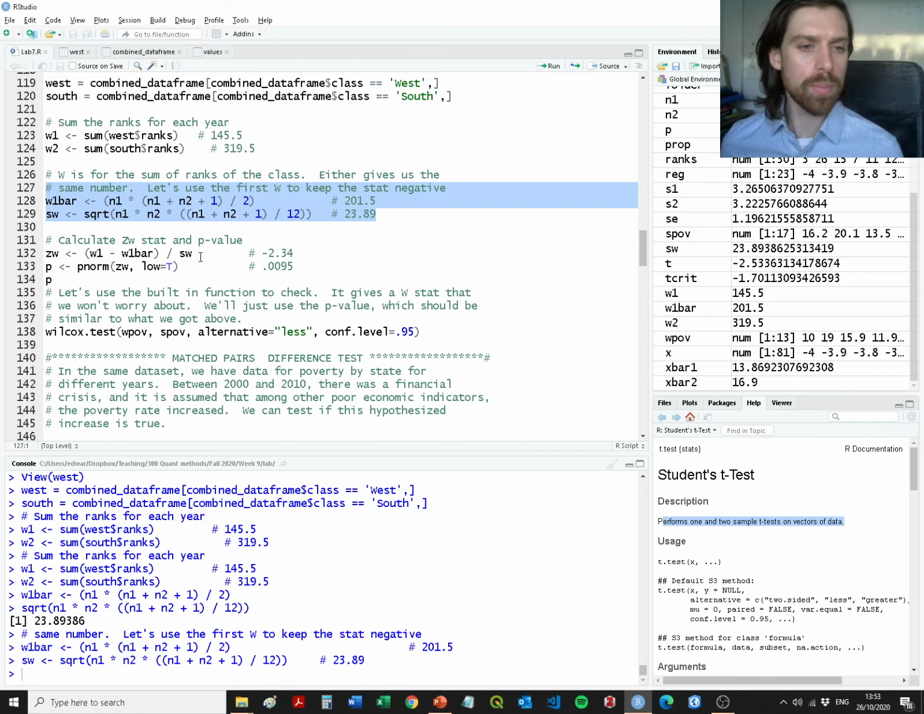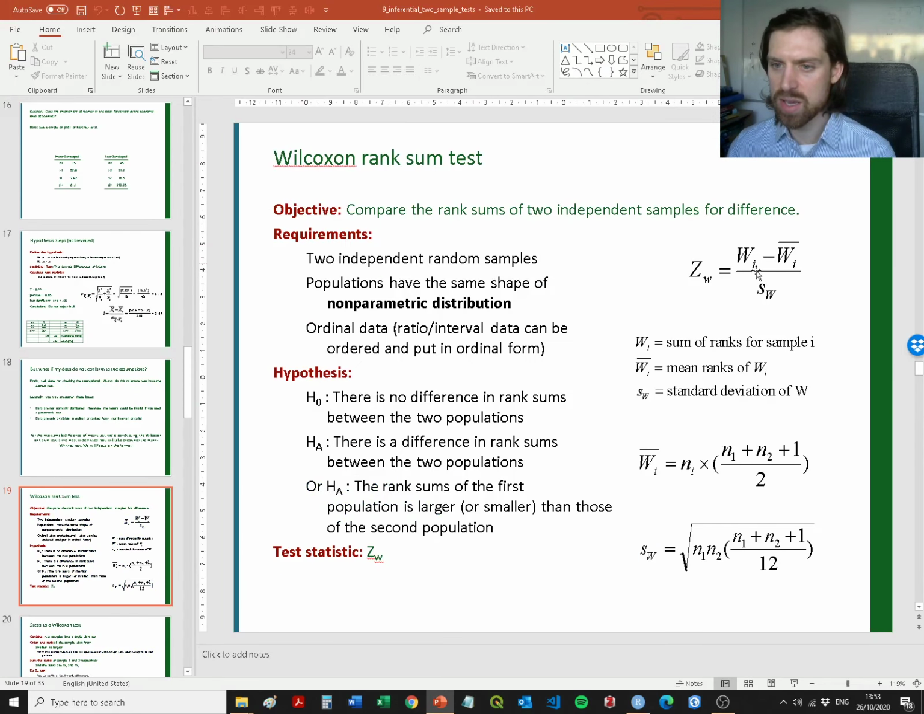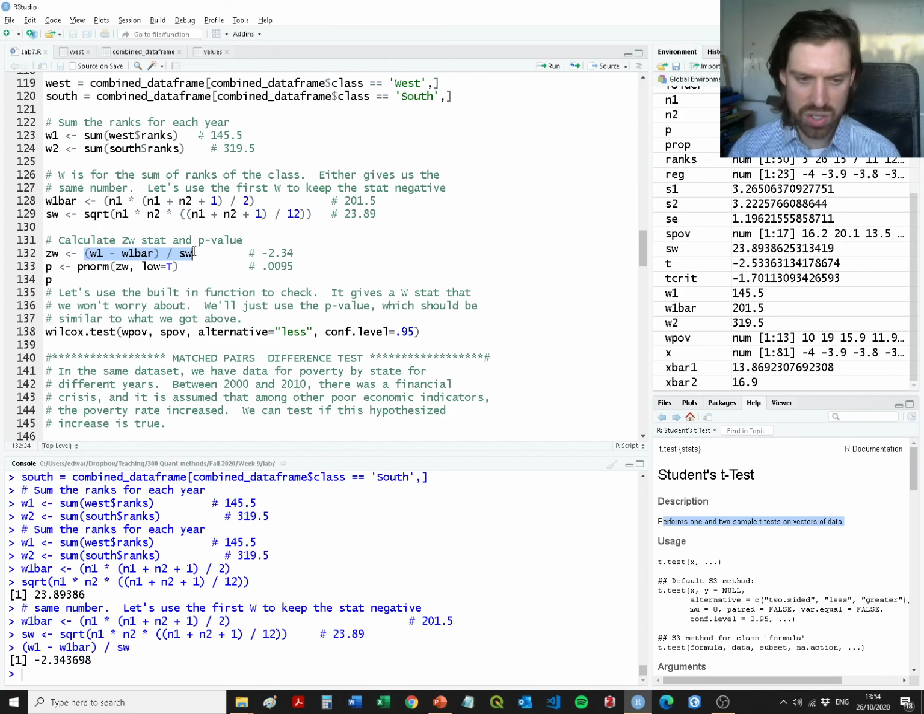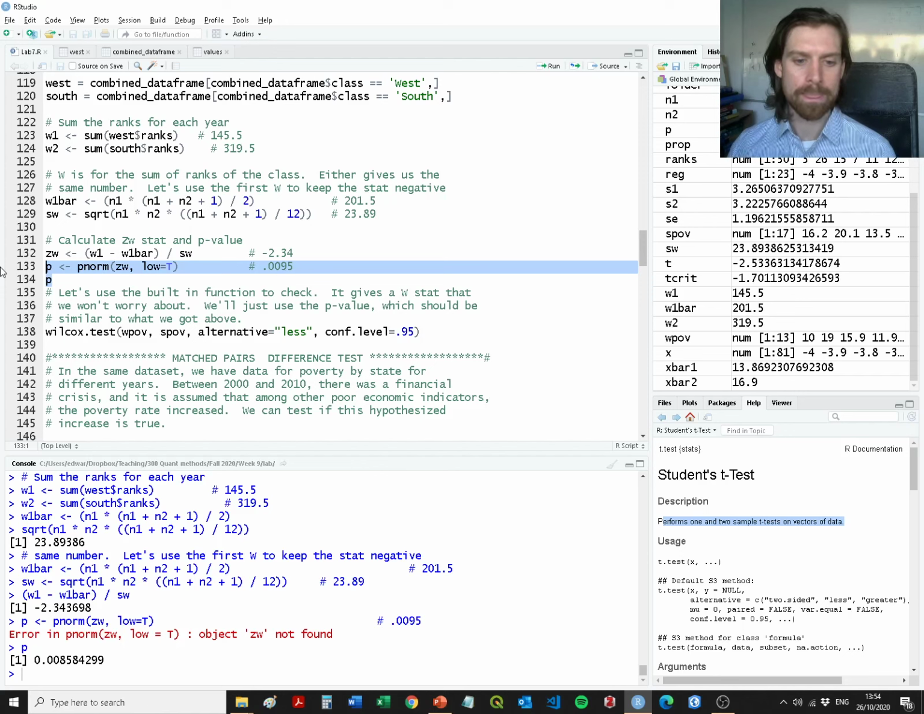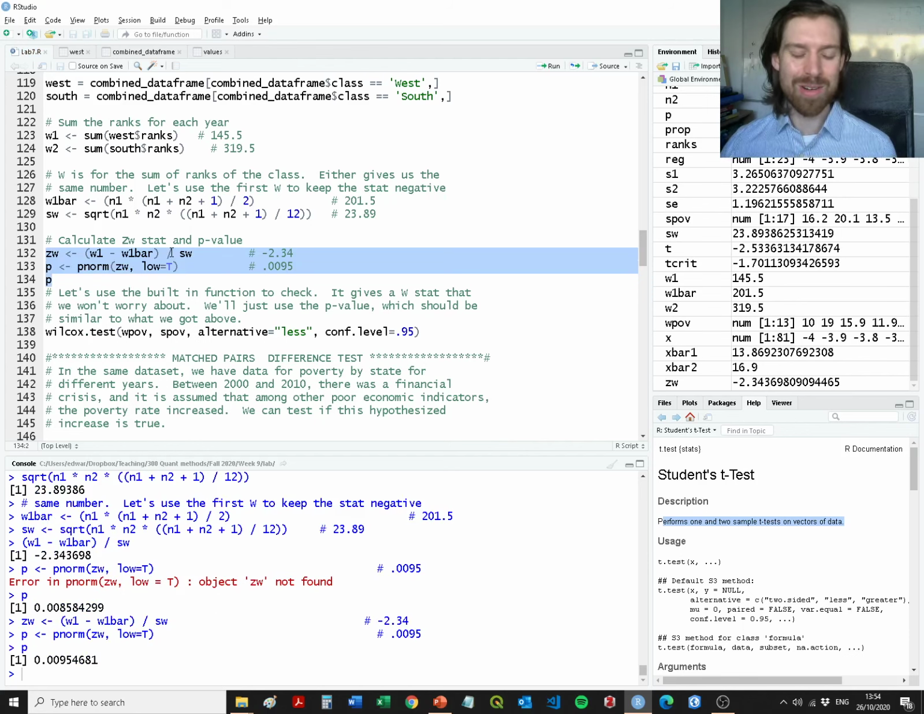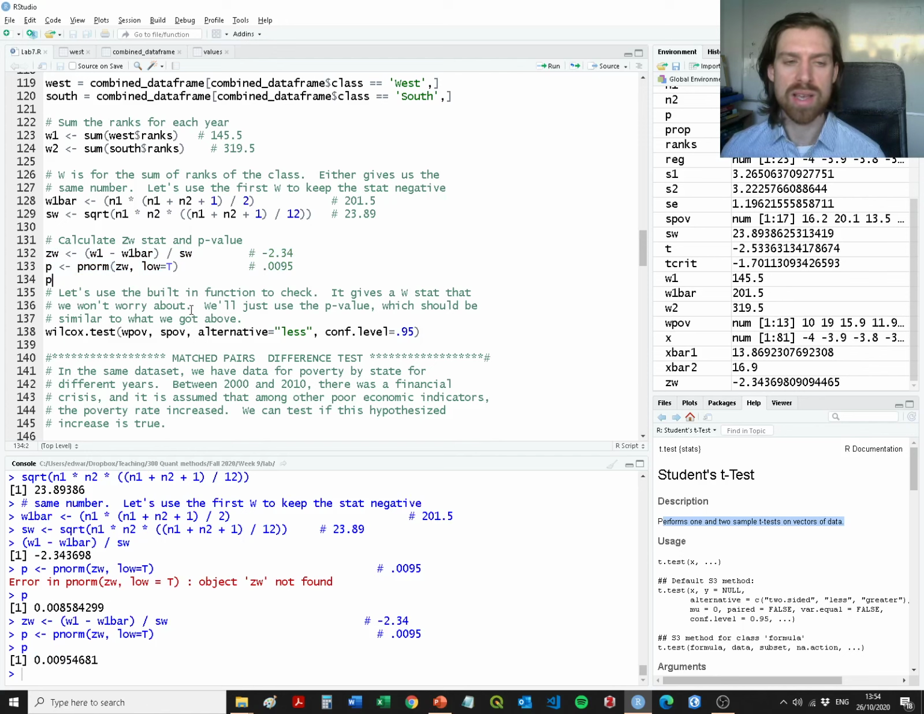So hopefully now we've got the W1. So this here, Wi. Let's do this for the first sample. We need to subtract W1 bar as we've done here, and then divide by the standard deviation. The test statistic that we're getting is minus 2.34. And we're able to calculate the test statistic and then the probability, the p-value for this test statistic, which is very low. It's 0.009, so it's really quite significant. So that's how we calculate this manually.